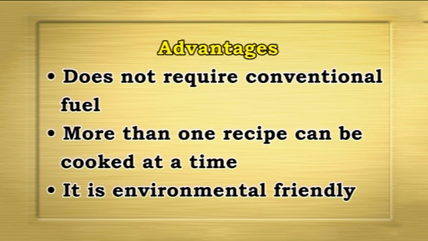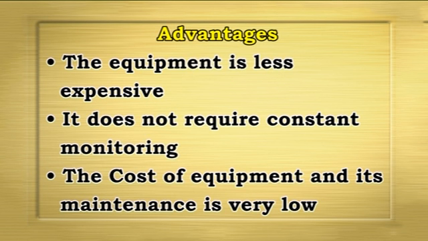The other type of solar cooker comprises a lens or a reflector material which is suitably designed in order to concentrate the solar radiation within the smallest area. Advantages: does not require conventional fuel. More than one recipe can be cooked at a time. It is environmental friendly. The equipment is less expensive. It does not require constant monitoring. The cost of equipment and maintenance is very low.